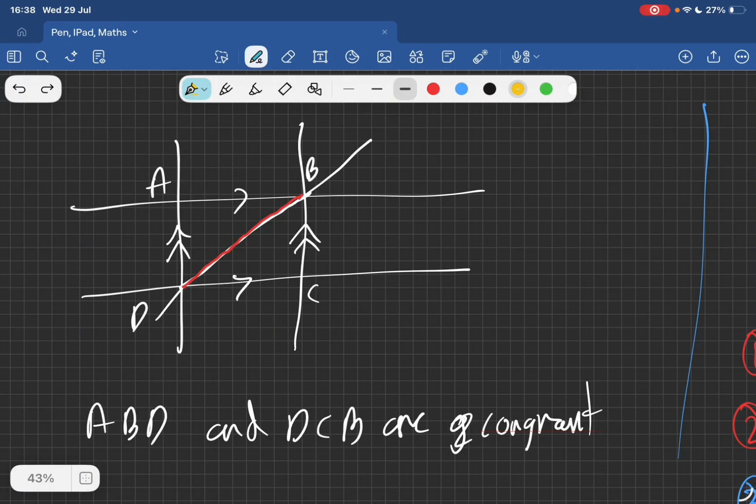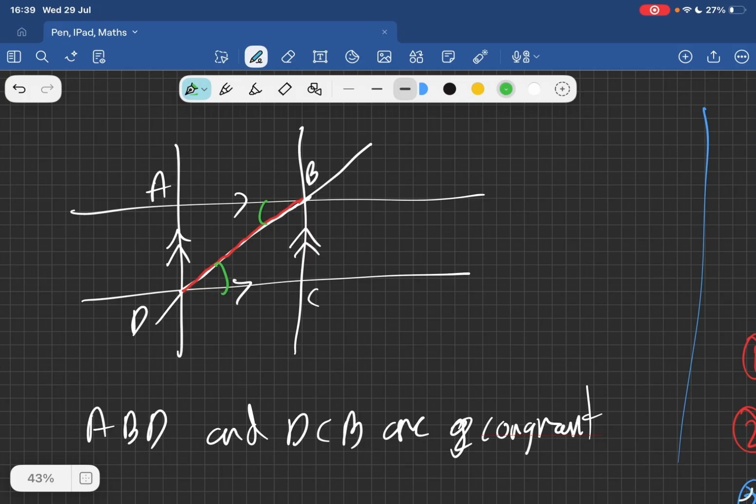Okay, the next thing that we know for certain is we use some of our parallel line rules, right? So here, hopefully, we can spot a Z angle, and from that Z angle, we've got that this angle and this angle are the same. So these two green angles are the same. And then we've got another Z angle here, which forces these two angles to be the same.